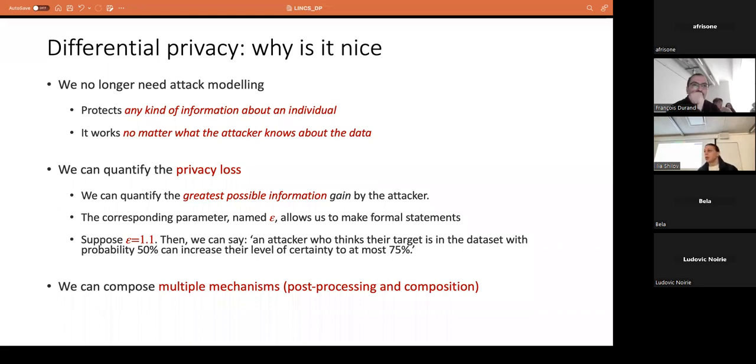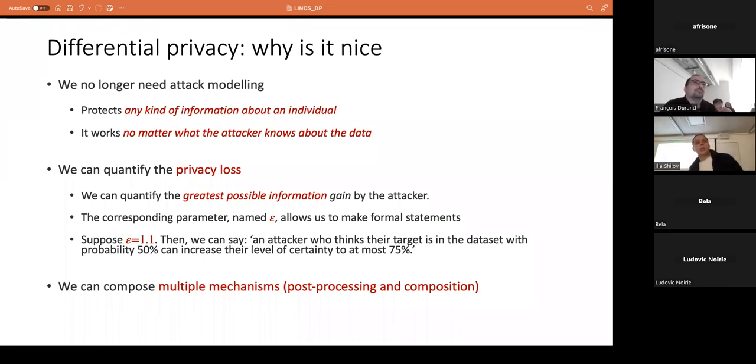For example, yes. I don't understand the statement. Suppose epsilon is 1.1, then we can say the attacker who thinks that the target is in the data set with 50% probability can increase their level of certainty. I don't understand how you compare. Yes, it was 50%. Of course, we will move to the numbers a little bit later. It was just to illustrate that you can make precise statements. Okay, sorry for the confusion. Just that you can quantify that information.